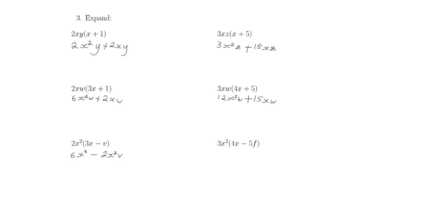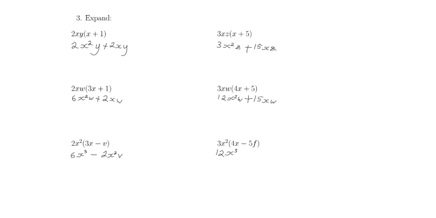Final question, 3x squared multiplied by 4x and 3x squared multiplied by 5f. Let's do the first part. So we have to do 3 times 4, which makes 12. And we have to do x squared times x, which makes x cubed.